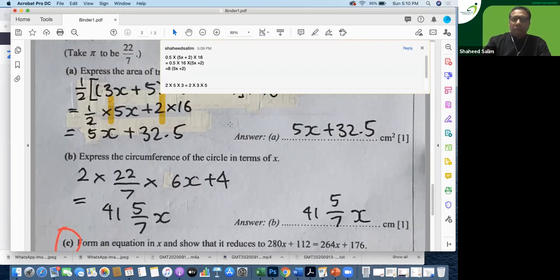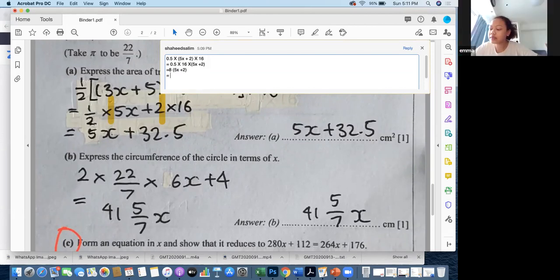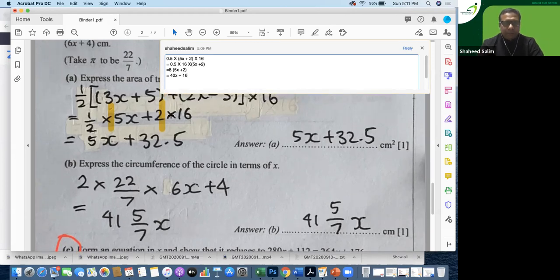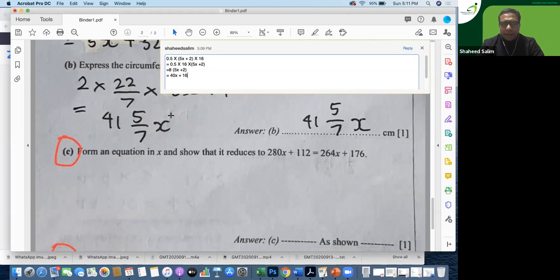What do you get? 45x plus 16. How do you get 45x? 9 times 5 is 45. Oh, 8 times 5? 40. 40x plus 16. Okay. So this is now the area. You write that down, that's the area. So the area now is 40x plus 16.